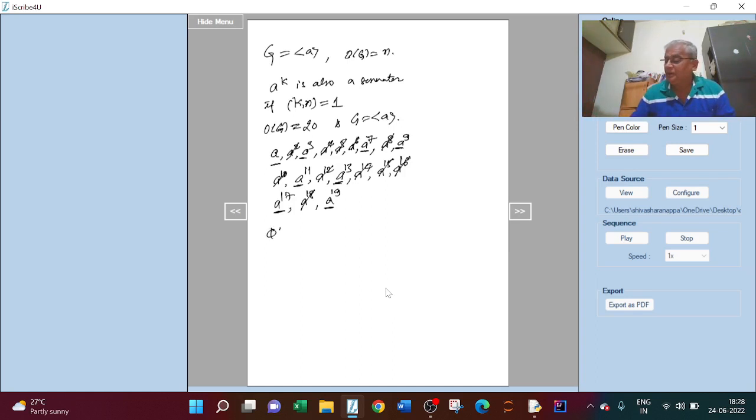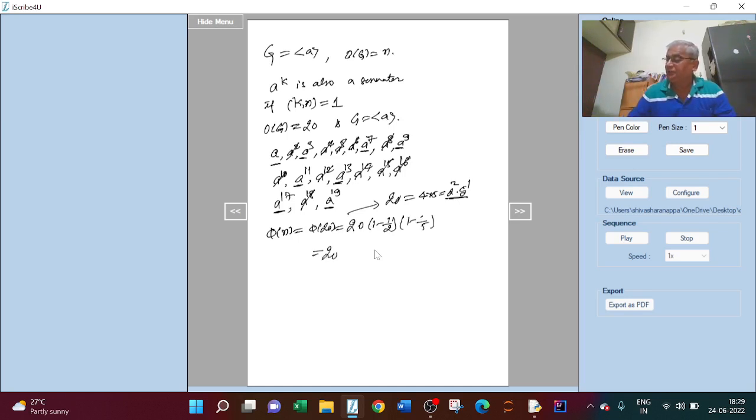We have phi of n, that is here phi of 20 in this case. We have the formula: if we write this 20 as 4 into 5, that is 2 squared into 5 to the power of 1, the product of powers of prime numbers, where 2 is a prime number and 5 is a prime number. Then phi of 20 can be written as 20 into (1 minus 1 by 2) into (1 minus 1 by 5).